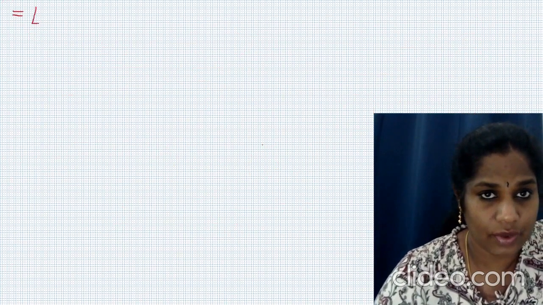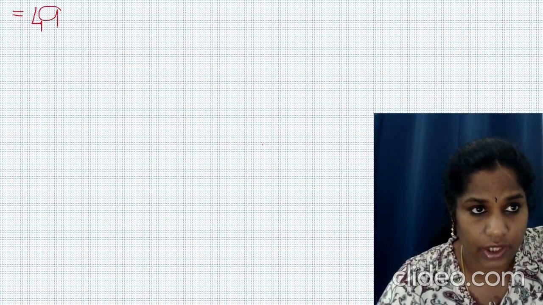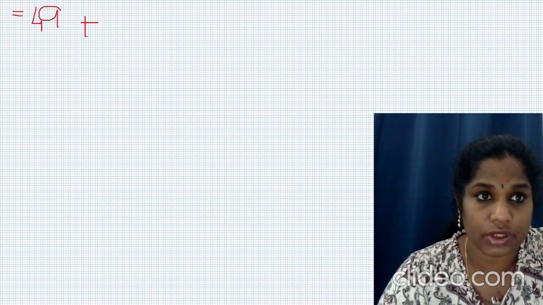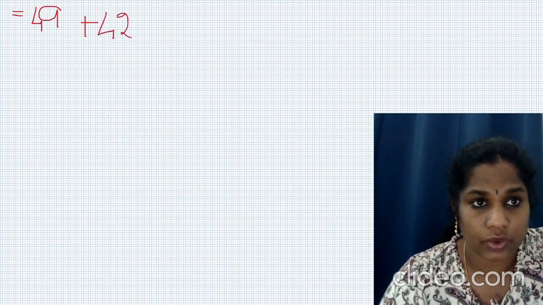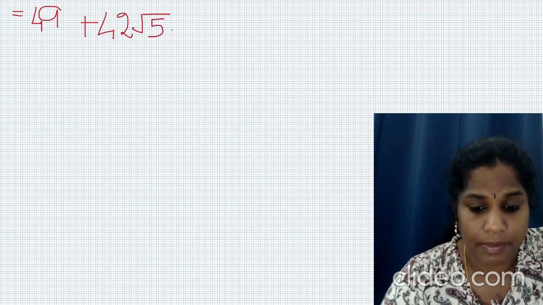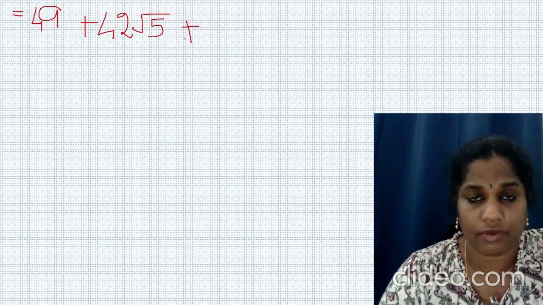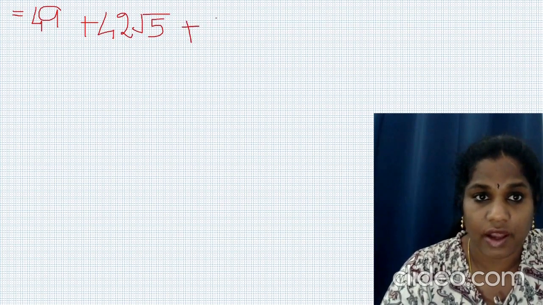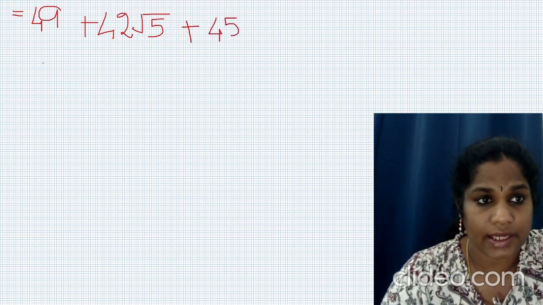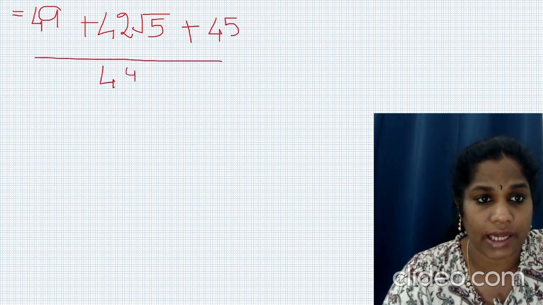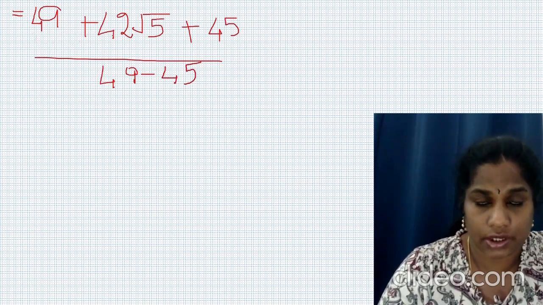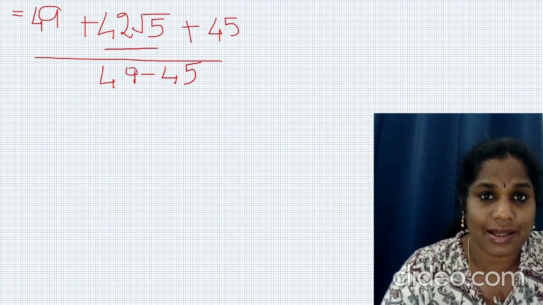7 square is equal to 49. Okay. 49 plus 2 into 7 is 14. 14 into 3 is 42 root 5. Okay. Plus 3 root 5 whole square. That means 3 into 3 is 9. 9 into 5, which is 45. And down I have 49 minus 45. Okay. Now, when I calculate the numerator portion, the problem is this number is irrational number.